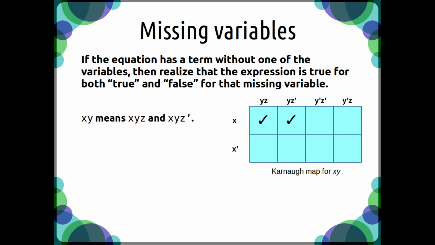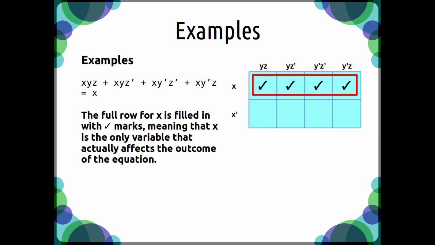If we have an equation that has a missing variable from one of the terms, for example x times y without mentioning z at all, then we can also expand this to be xyz and xyz prime, since the value of z doesn't really affect the output. But if we want to draw it on the map, we need to know what the value of z is, so this one term turns into two terms. So for an example, with this equation, if we draw it on the map and put in a rectangle, we end up filling in the entire row of x, so our resulting simplified equation is just x.